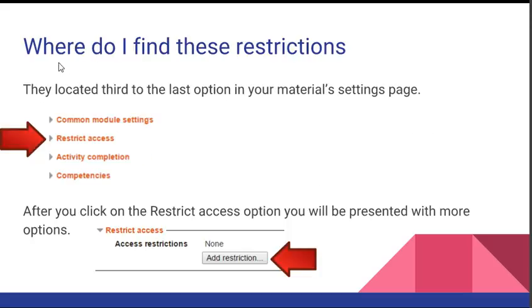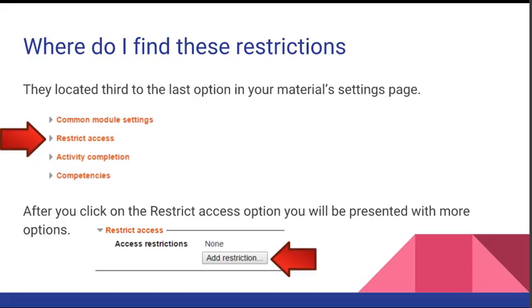Where to find those restrictions? They're located in the third to the last option on your material settings page. This is in any particular activity that you have set up. The restriction one can be used just like the activity completion one, in that you can have it on anything. You can restrict access to videos that you have online. The videos only show up if they took a quiz and they scored below this amount. A video would show up to help them out, or any number of things.